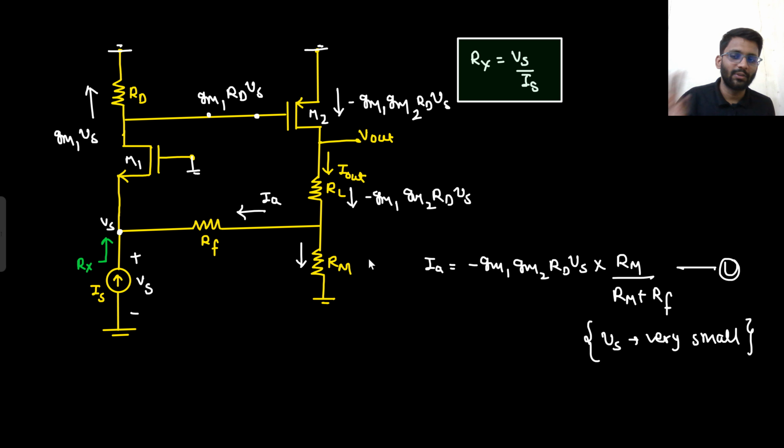So now at the Vs you can apply nodal analysis. What is the nodal analysis that you can apply? That is your Is plus Ia is equal to Gm1 Vs.